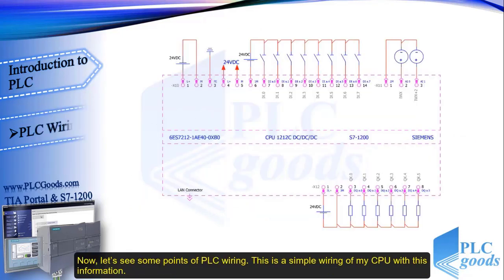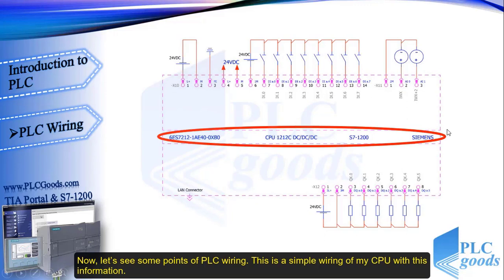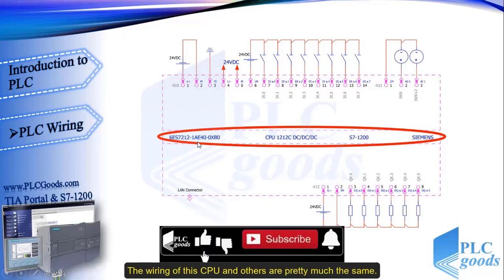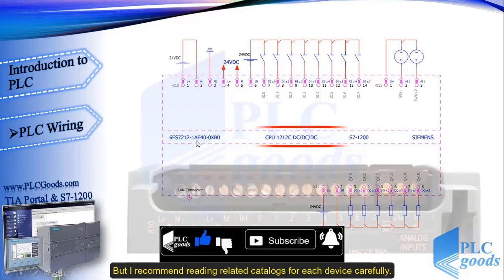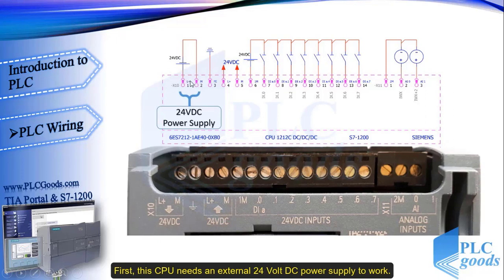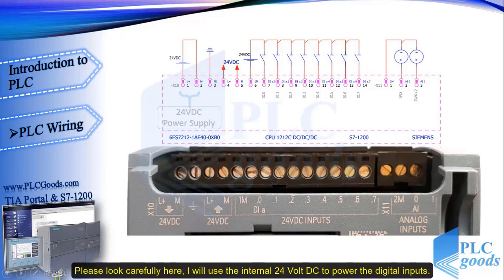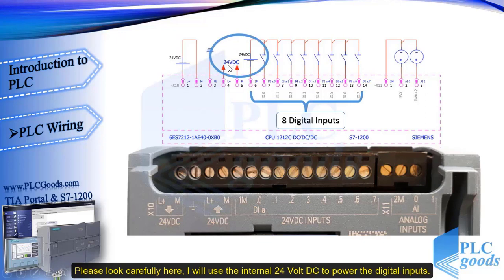Now, let's see some points of PLC wiring. This is simple wiring of my CPU with this information. The wiring of this CPU and others are pretty much the same. But I recommend reading related catalogs for each device carefully. First, this CPU needs an external 24 VDC power supply to work. Please look carefully here. I will use the internal 24 volt DC to power the digital inputs.